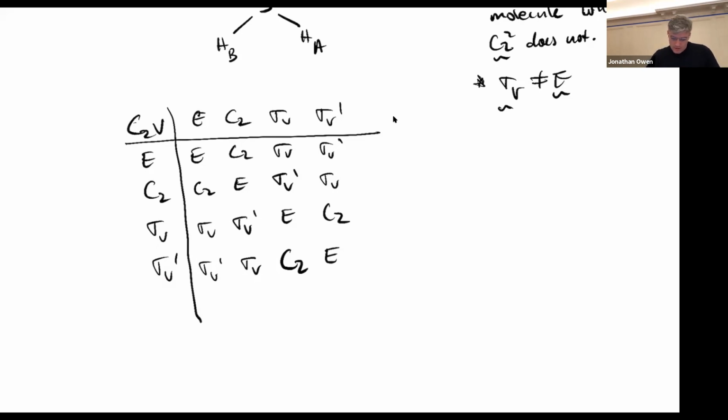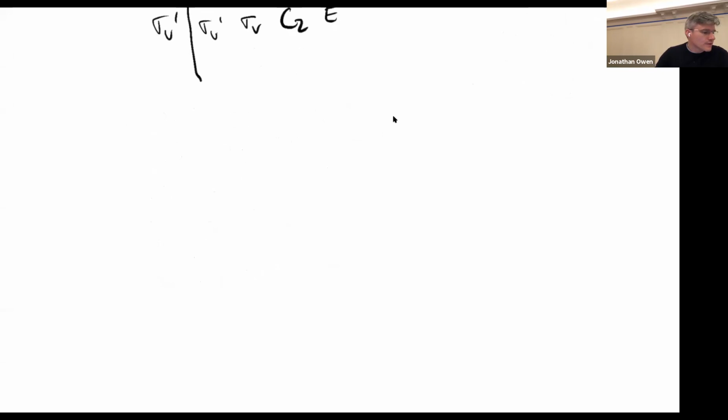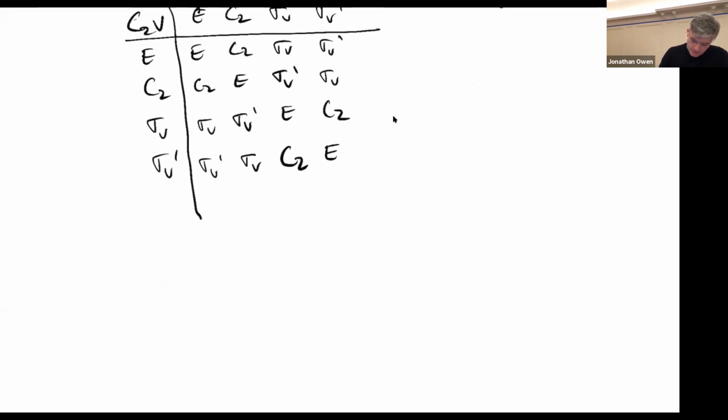Okay, so E, C2, sigma V prime. The products of all those give back members of the group, so we're good. Let's take a look at another one. Here, I'll just leave that up for you guys to see while I work on number 6.